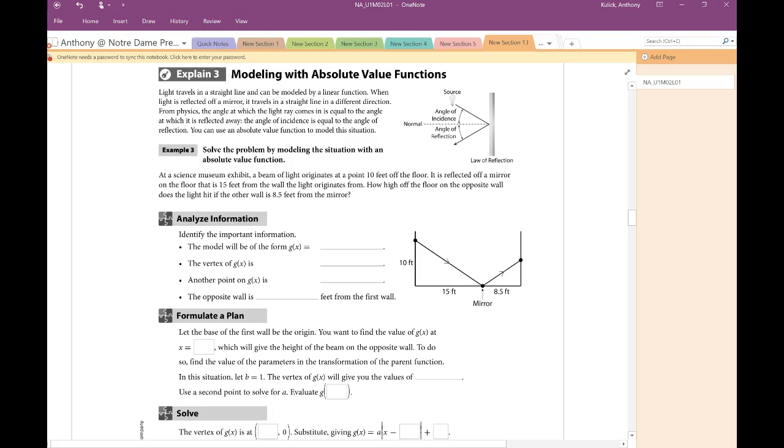Okay, the last thing I want to do is an example where we use absolute values inside of a story problem. What I'm looking at is example 3 from your textbook. This is on page 69.